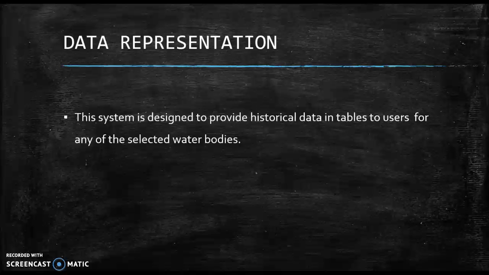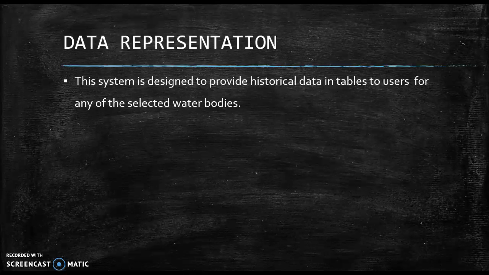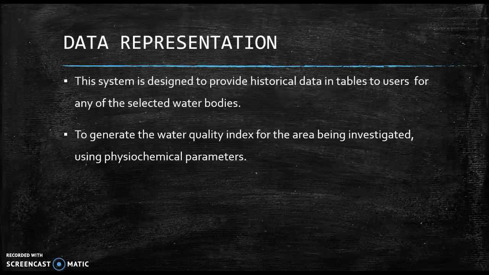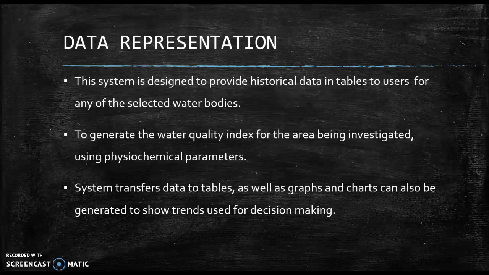Data representation. The system is designed to provide historical data in tables to users for any of the selected water bodies, and to generate the water quality index for the area being investigated using physiochemical parameters. The system transfers data to tables, and graphs and charts can also be generated to show trends used for decision making.